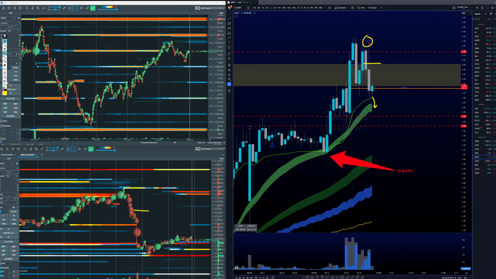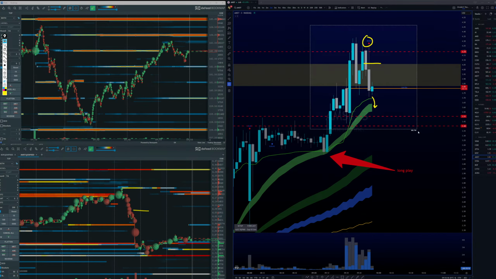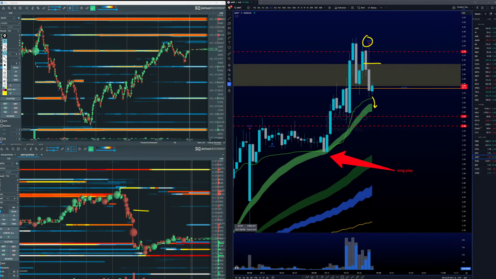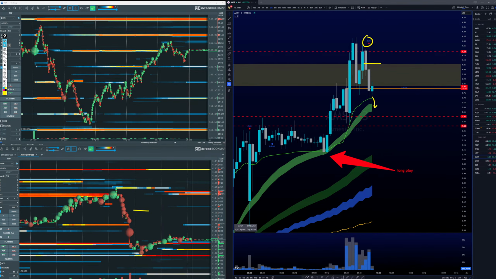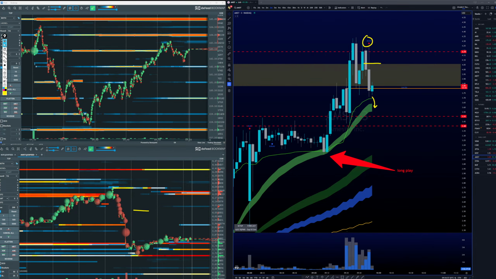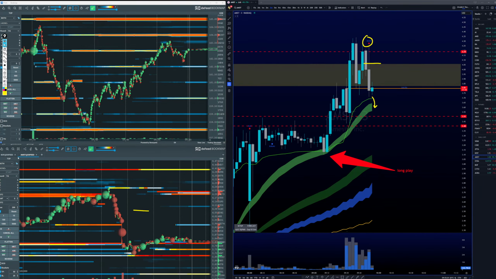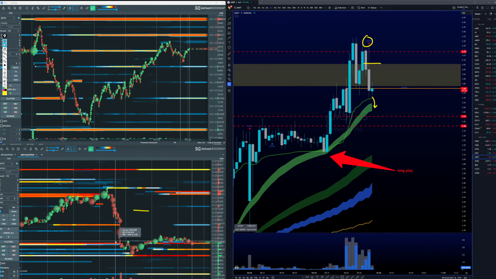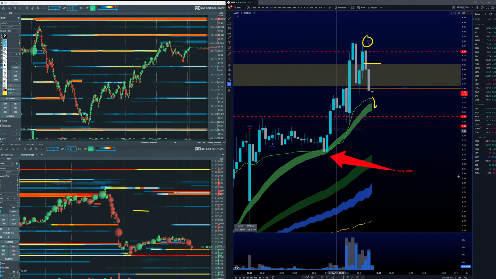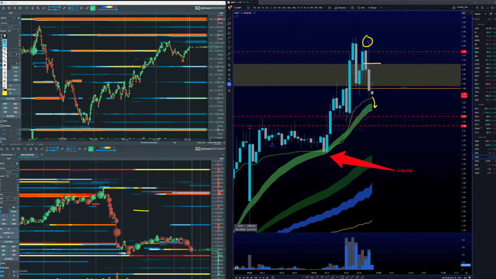Okay, so that's the short play. See, you just have to be quick. And with Bookmap next to it, boom, dumped. Okay, let's go back in the meantime to Tesla.